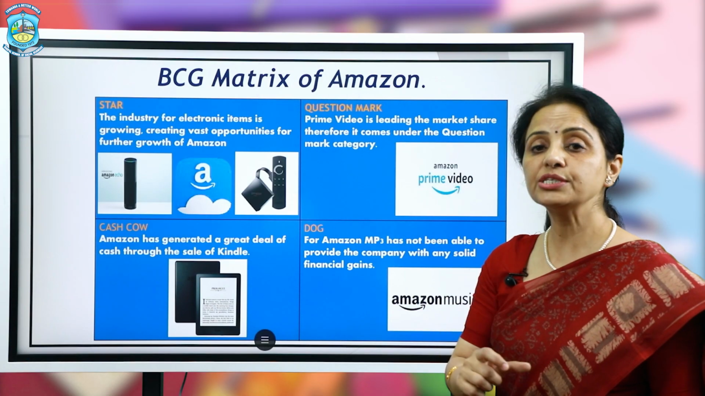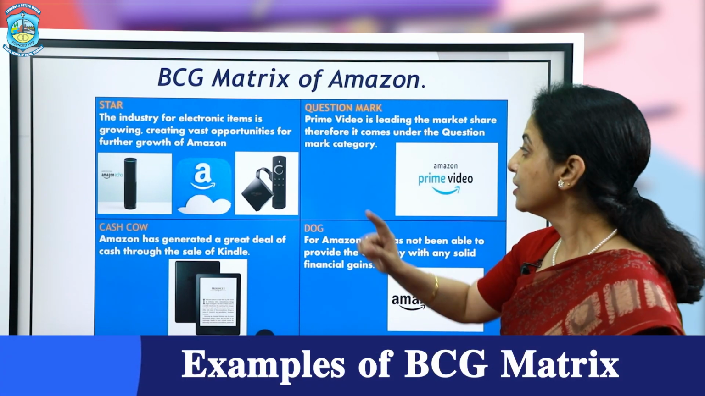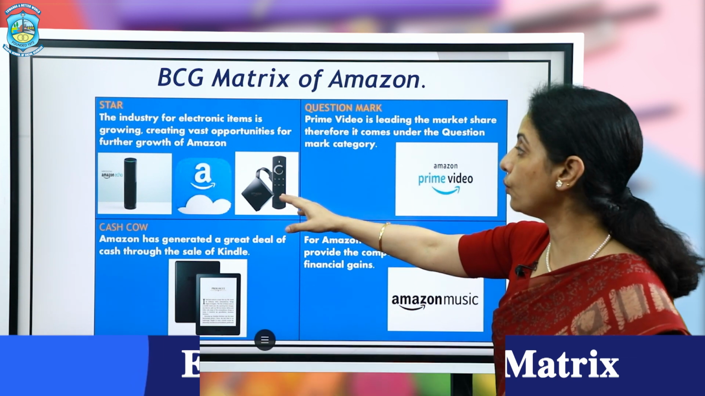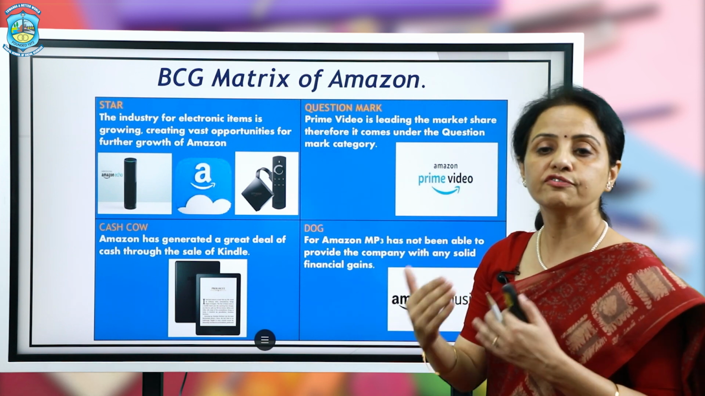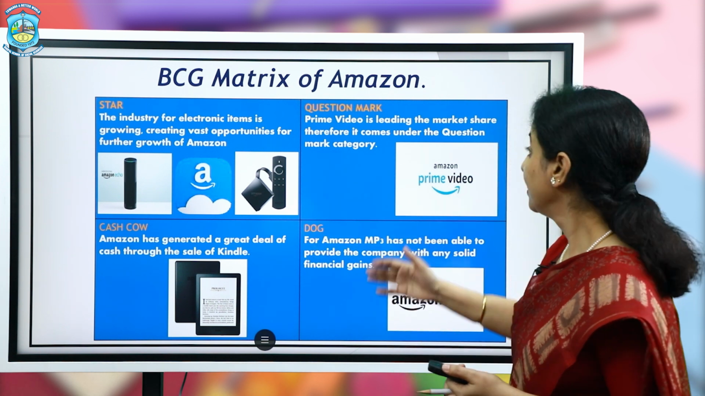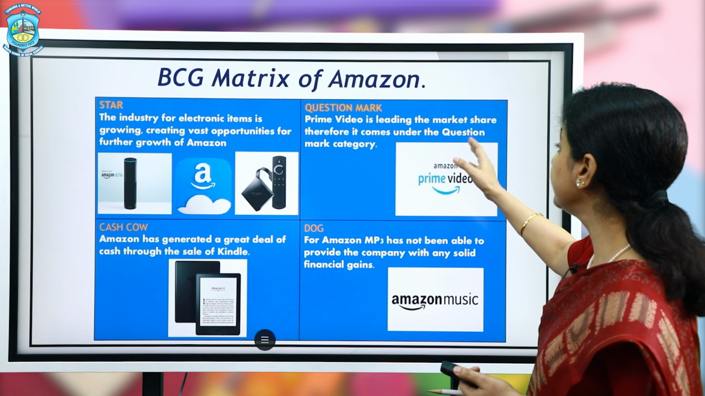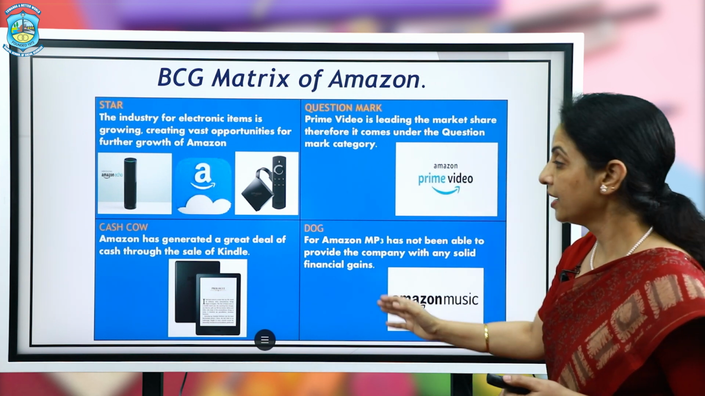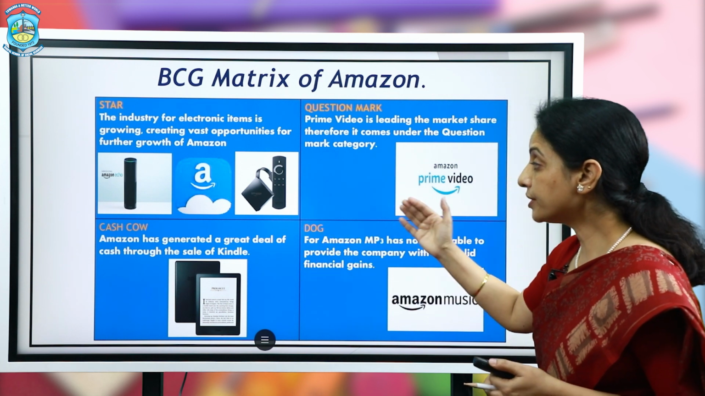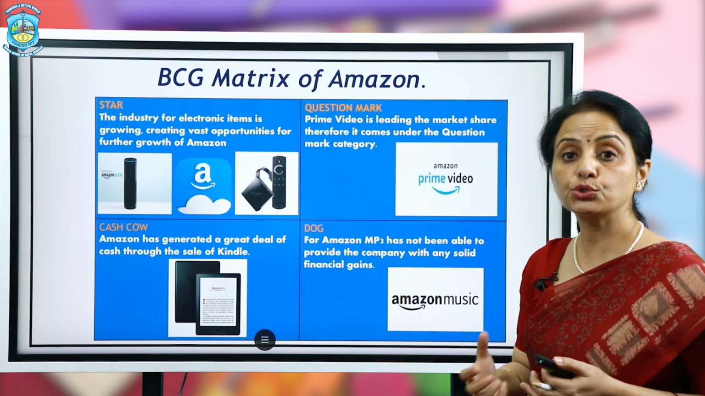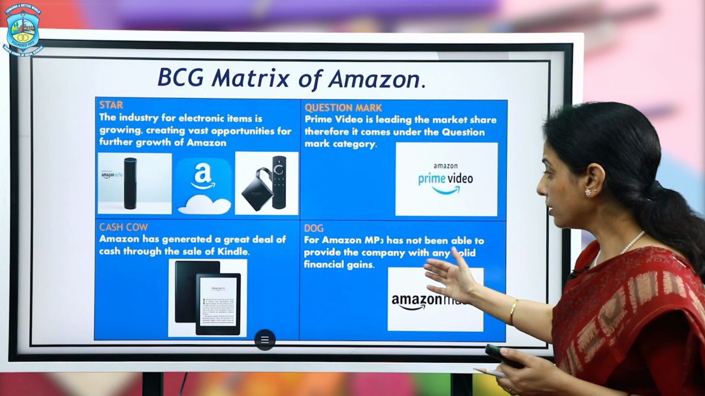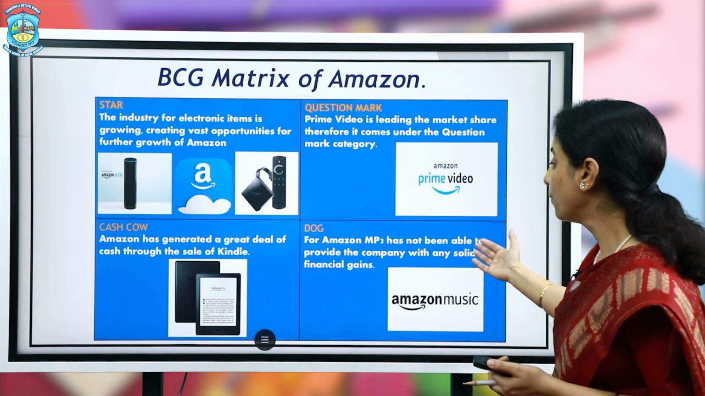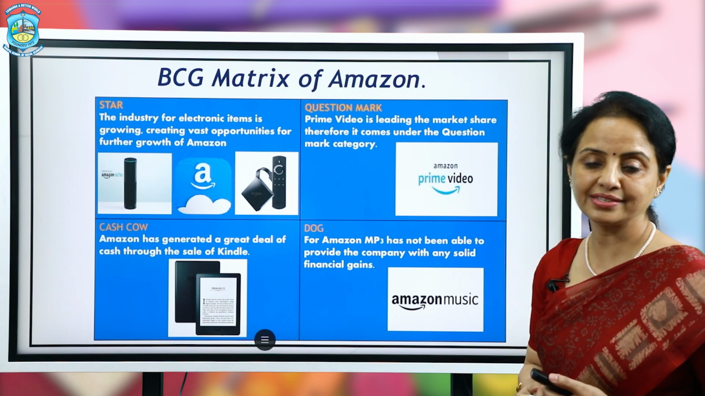So now let's do a BCG for Amazon. If you see who are their stars, the industry for electronic items is growing, creating vast opportunities for further growth of Amazon. Question marks: Prime Video is the leading market share, therefore it comes under the question mark category. Cash cows: Amazon has generated a great deal of cash through their Kindle. And dog for Amazon: MP3 has not been able to provide the company with any solid financial gains.